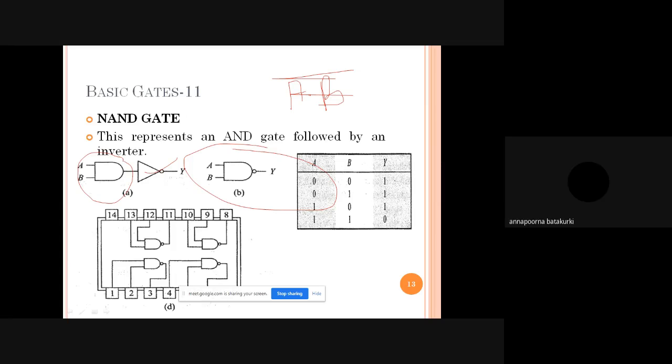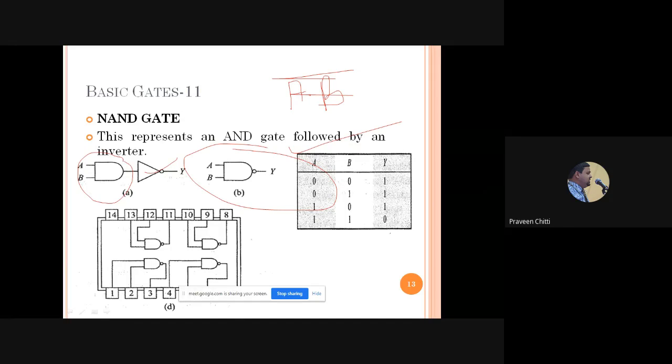Complement of that is 1. 0 and 1? 0. 1 and 0? 0. Complement is 1. 1 and 1? 1, and the complement is 0. This is the truth table for the NAND gate.